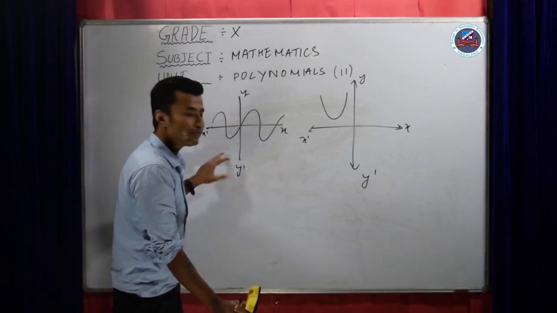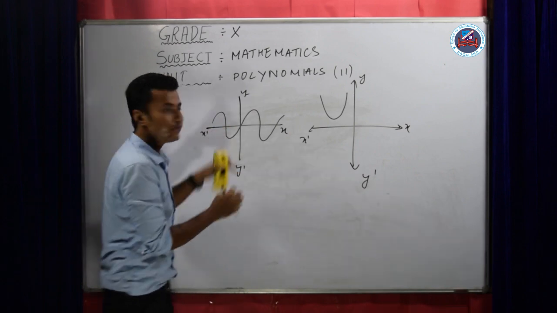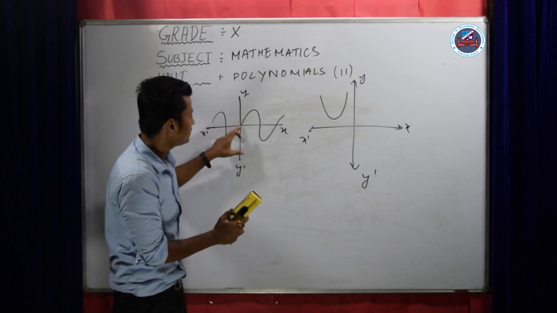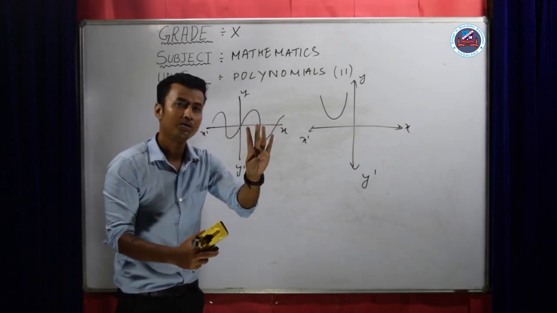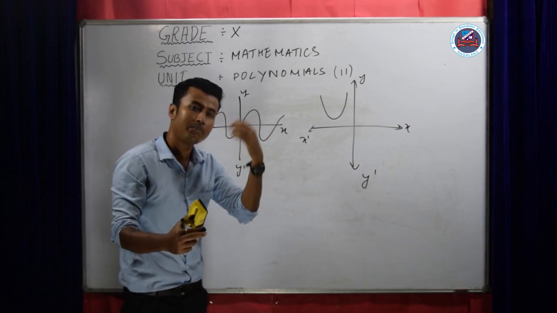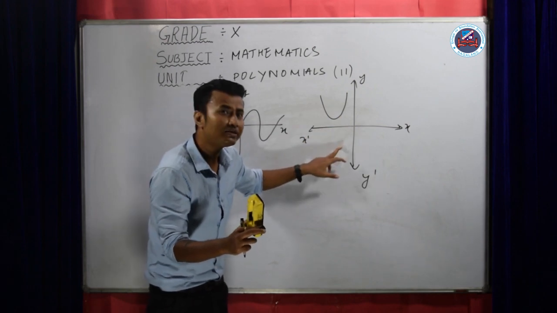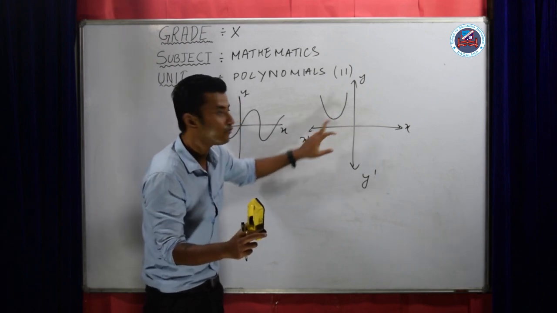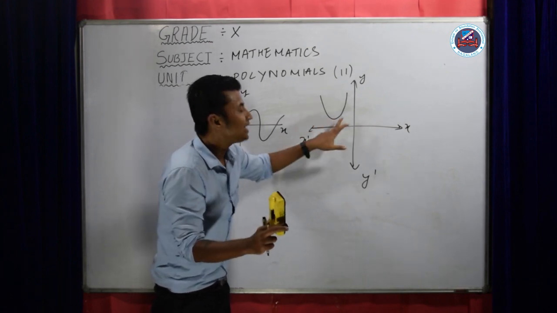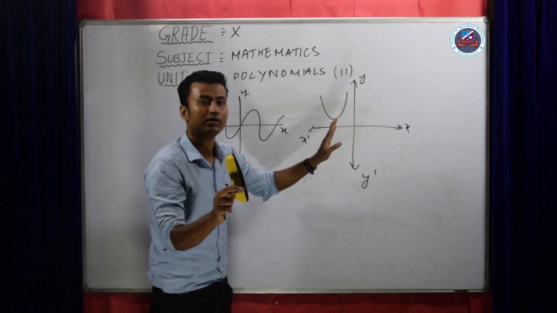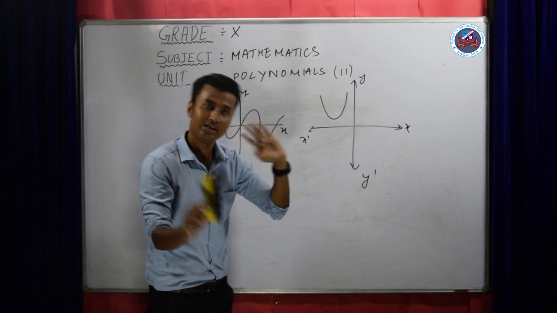In the first graph, this curve is intersecting the x-axis 1, 2, 3, 4 times. So how many roots will be there? 4. Number of intersections will be equal to number of roots. Okay guys? In this graph, how many times is it intersecting? Please look carefully. Don't make any mistake. Okay guys? There is no intersection whatsoever. So if there is no intersection, how many zeros will be there? 0. Is it clear guys?